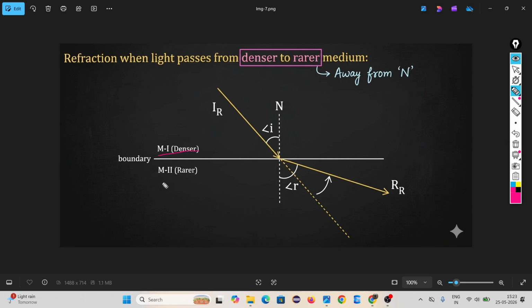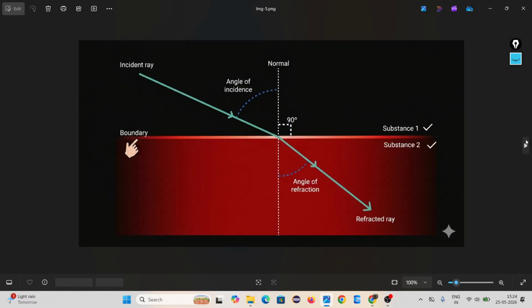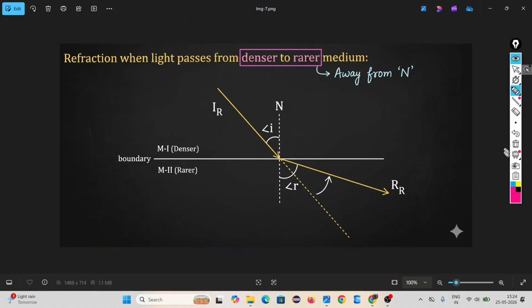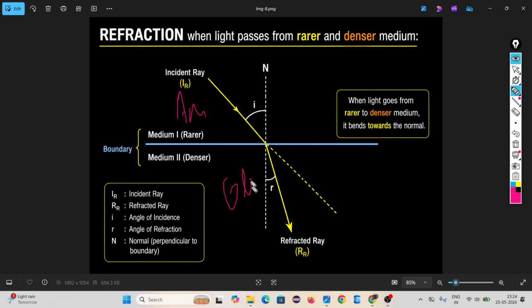If it is coming from denser to rarer, suppose light is coming from water and it goes to air. Here water is denser, air is rarer. That time it bends away from the normal. When light comes from rarer to denser, like air to glass, it bends towards the normal.